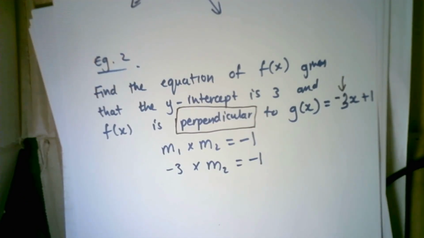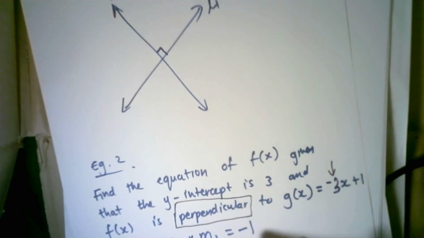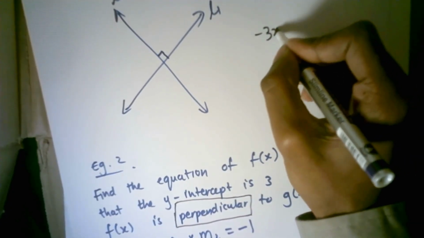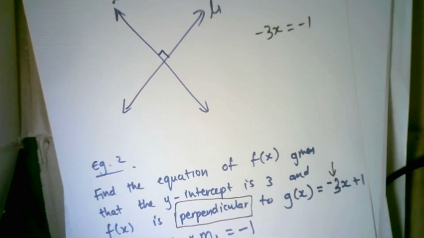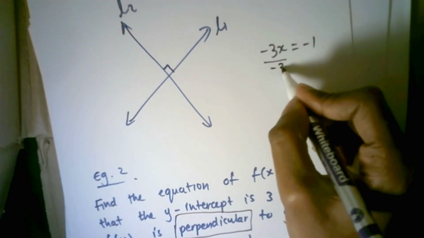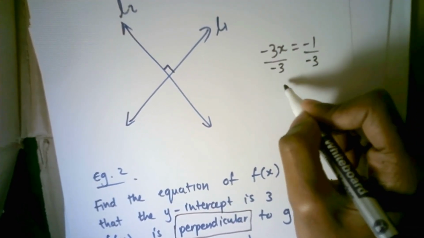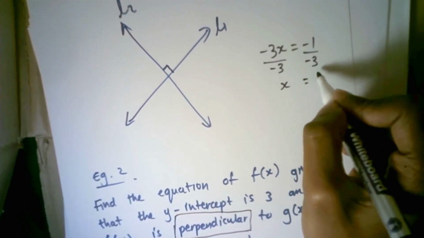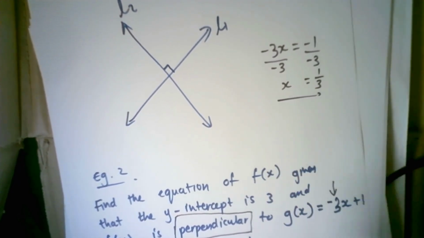Now this is like solving an equation. I need to make m2, the gradient of the second line, the subject of the formula. It's very similar to negative 3x is equal to negative 1. And I ask you, okay, class, let's solve this equation. What are you going to do? You're going to divide both sides by the coefficient, which is negative 3. So you'll tell me that x is equal to positive 1 over 3, because a negative divided by negative is positive.